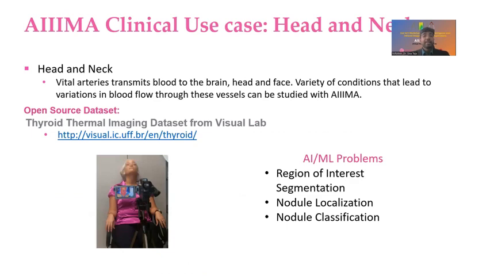Head and neck is another area. The vital arteries transmit blood to the brain, head, and face, and any kind of condition that leads to vascular changes can be studied with AIIMA. So we have a good open source data set, again from Visual Lab, called the Thyroid Thermal Imaging data set. You can use this data set for identifying where the neck region is from the images that we capture, and identifying where the nodules are, segmenting them, and then classifying them, whether it is any kind of thyroid abnormal malignancy or it is a normal one.